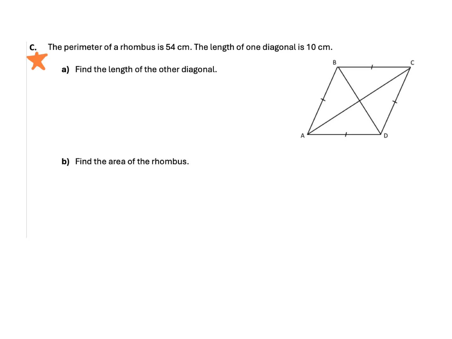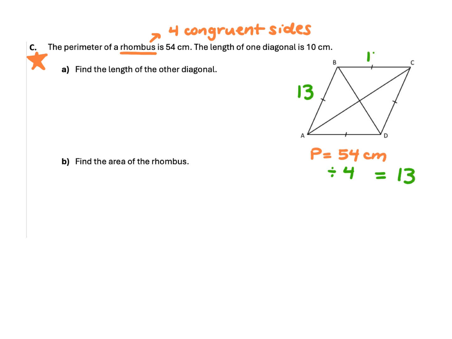Now, the key here is that this is a rhombus, and we know that in a rhombus, there are 4 congruent sides. All 4 sides are the same. So if we know the perimeter is 54 centimeters, we need to just divide that by how many sides there are. So I'm going to take 54 and divide that by 4, and that's 13. So each side in our rhombus is 13 centimeters.